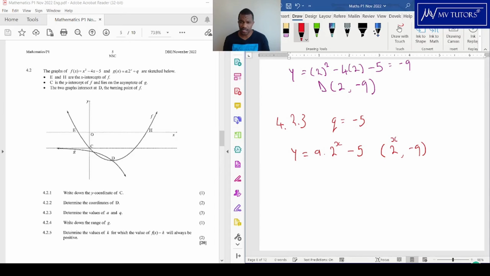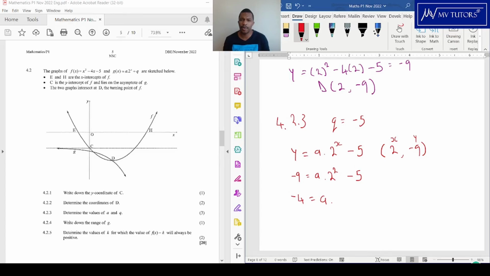I like to do this exercise where I put a mini x and a y on top. Where I have a y, I put a minus 9. It equals a times 2^2 minus 5, where there's an x I put a 2. Now it's just a matter of doing gymnastics. I'm going to take this minus 5 to the other side. It becomes minus 9 plus 5, which gives me minus 4 equals a times 2^2.